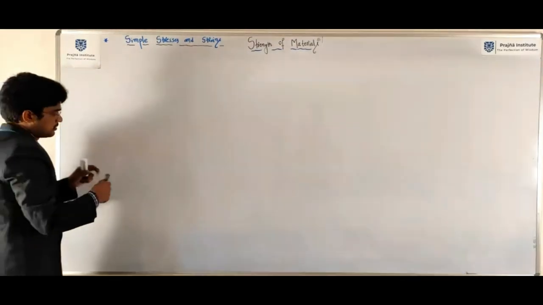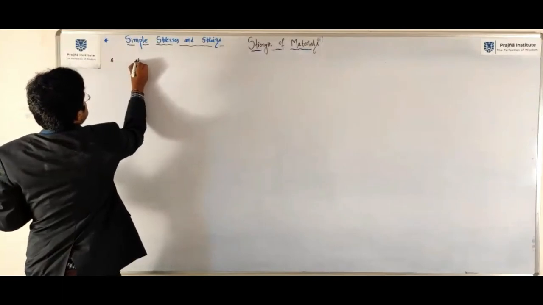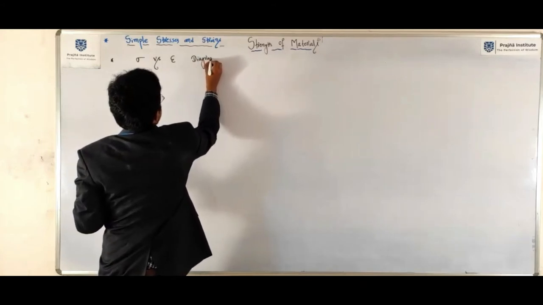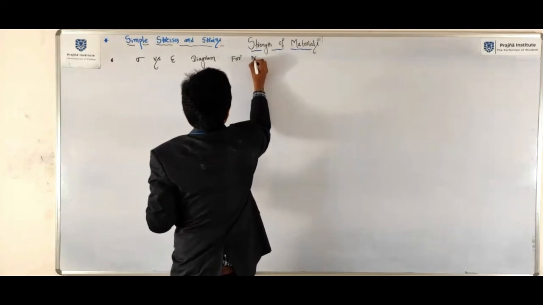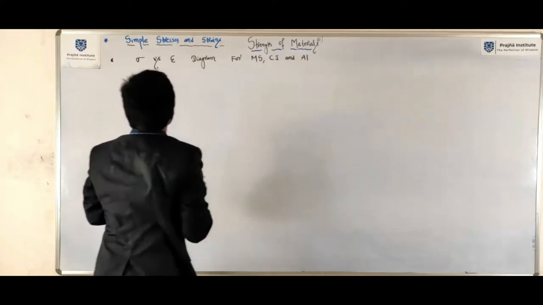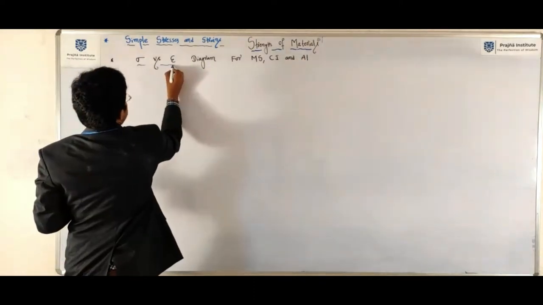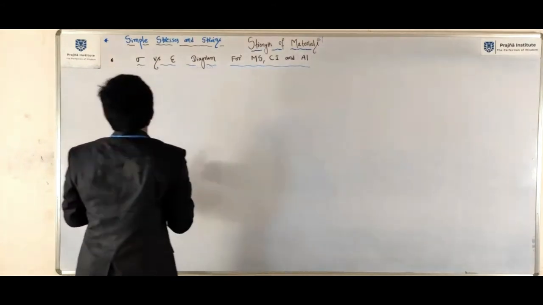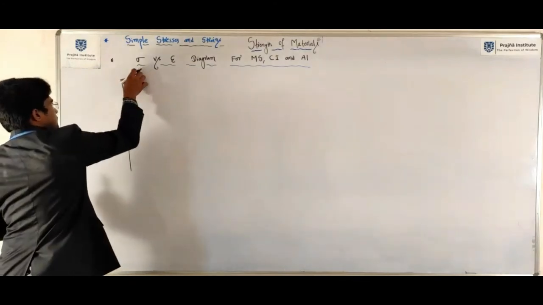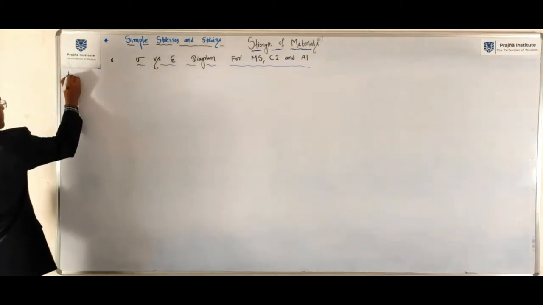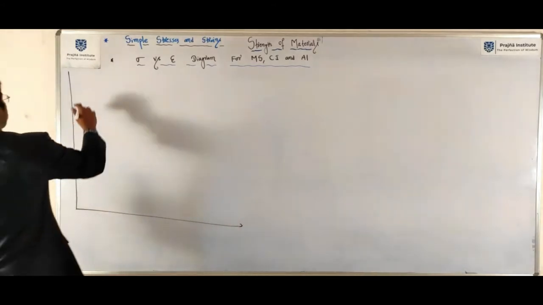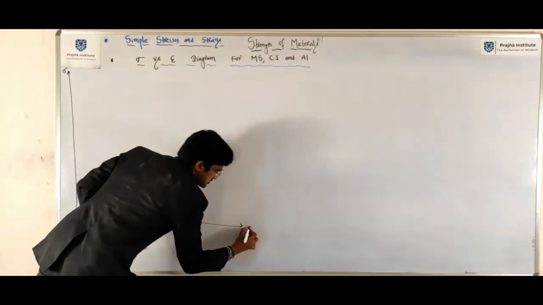Now write down the stress versus strain diagram for mild steel, cast iron and aluminium. See that? Stress versus strain diagram.